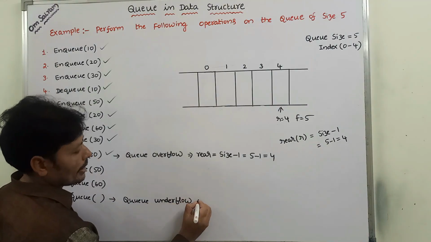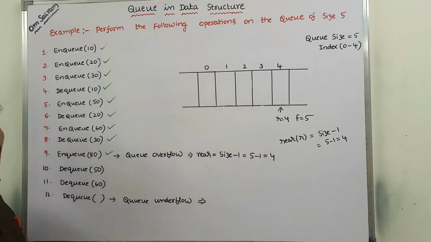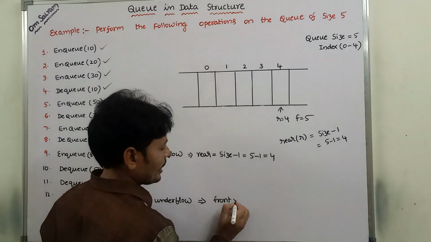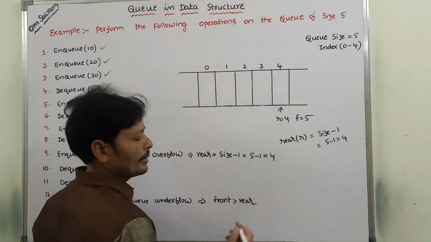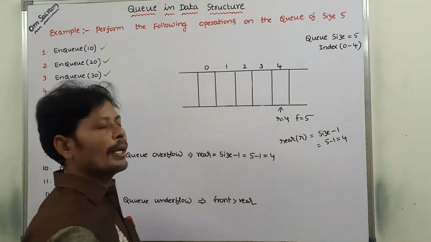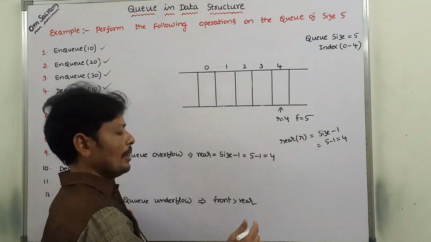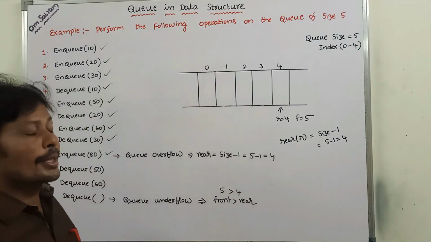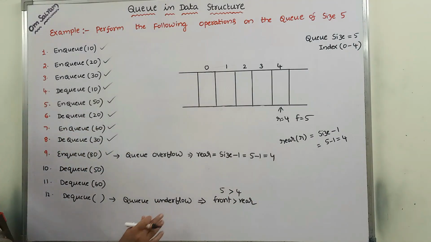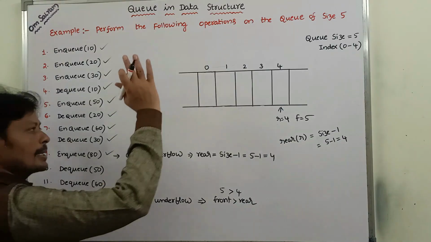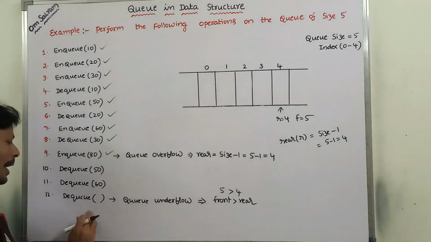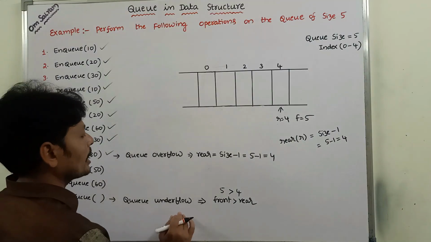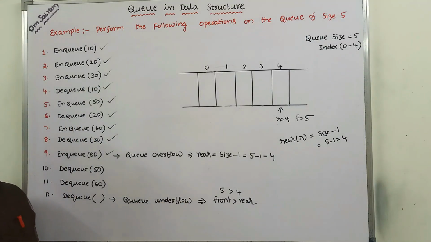What is the condition for queue underflow? Front greater than rear. So the front value is 5 and the rear value is 4. So 5 is greater than 4. This situation is called the queue underflow condition. The queue is already empty. Again if we perform the DQ operation, the queue underflow condition occurs.